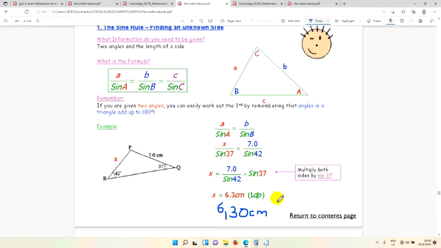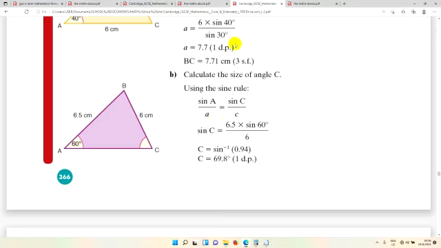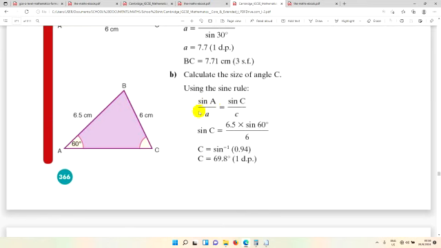Right, so basically this is it. Let's go to the part where we are going to use our sine rule to calculate the angle. I highlighted that when we want to find the angle, we'll use sine A over A, which is equal to sine B over B, which is equal to sine C over C.